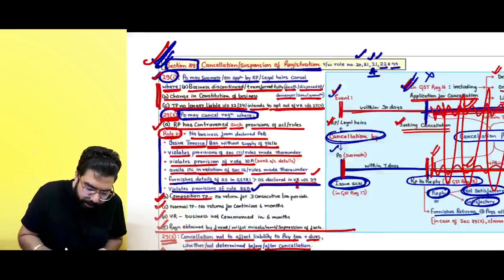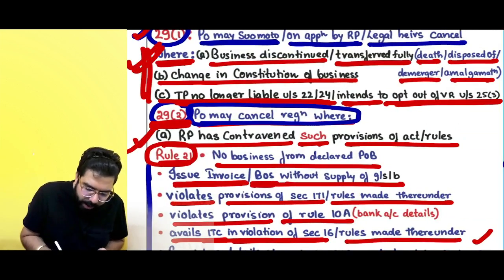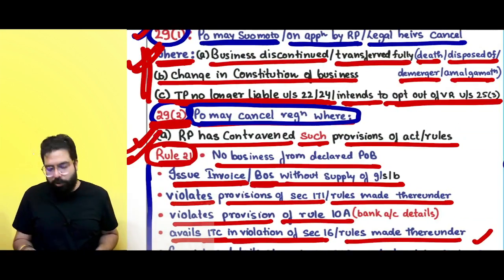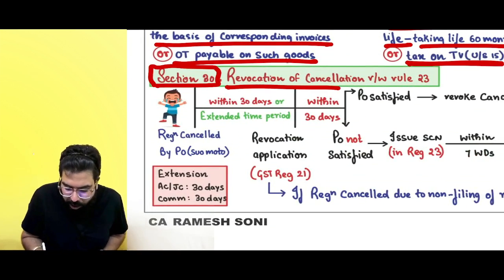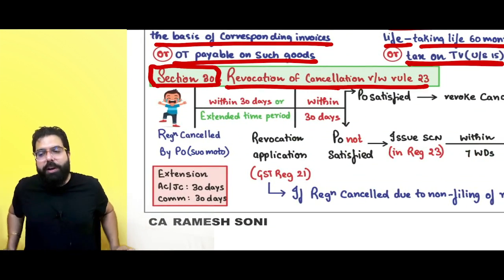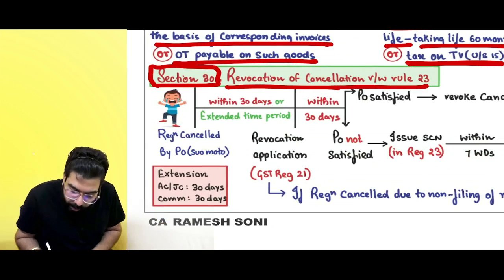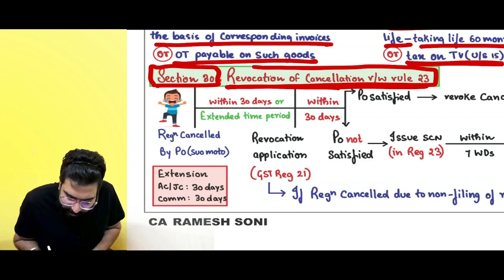Section 29, I feel section 29(1) and section 29(2) are the most important ones. Let's go to section 30 now. Section 30 talks about revocation. Everyone over here, listen to me carefully. Revocation of cancellation of registration.